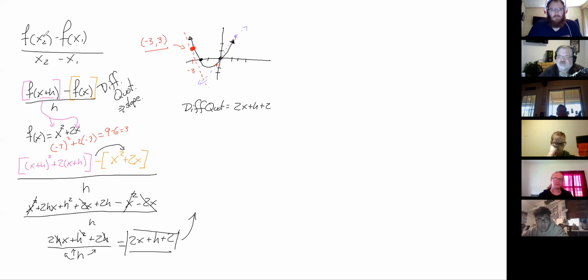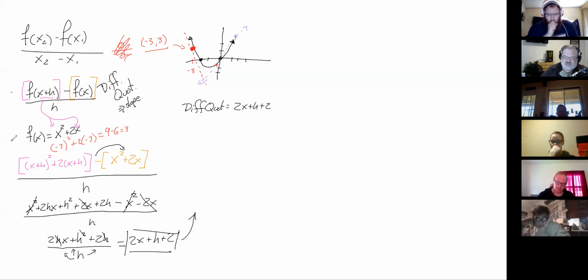So if we tried to use this point for both our x1 and x2, we'd have 3 minus 3 on top, so the top would be 0, but we'd also have an x2 minus x1. We'd have negative 3 minus negative 3 on the bottom, so this would be 0 as well. And 0 divided by 0 would be undefined. We wouldn't be able to find a slope with one single point, because we'd have to divide by 0 to do it.